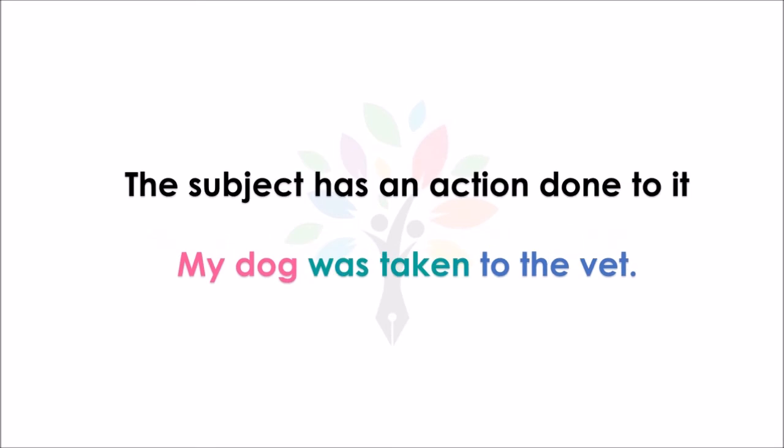The subject has an action done to it. Now, this is also interesting. Normally, the subject either does an action, or there's a description about the subject, or, as we saw earlier, we tend to identify the subject. Here there's an action being done to the subject. My dog was taken to the vet. Normally we would call this a passive voice sentence. We'll learn more about passive voice later on in a future lesson.